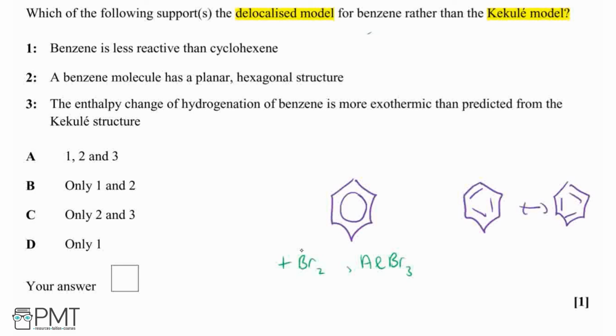Whereas with cyclohexene, which has this structure here, this is an alkene, and this will decolorize bromine water because it reacts with the bromine directly via an electrophilic addition mechanism and does not require any catalyst or halogen carrier. Therefore, yes, benzene is less reactive than cyclohexene.